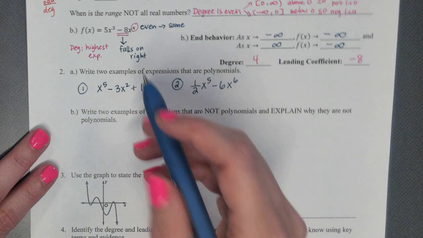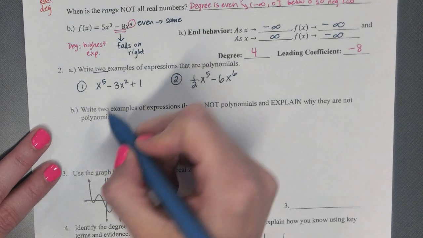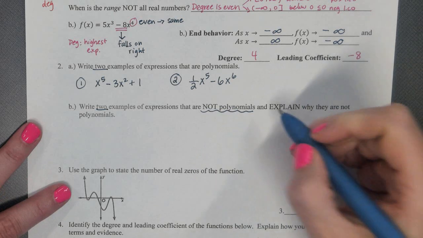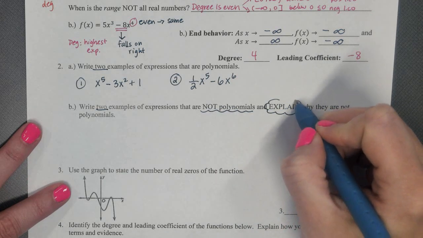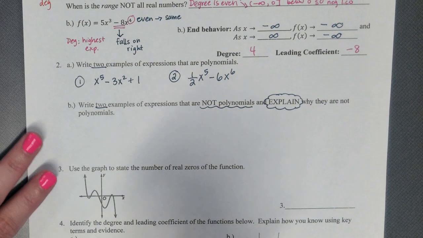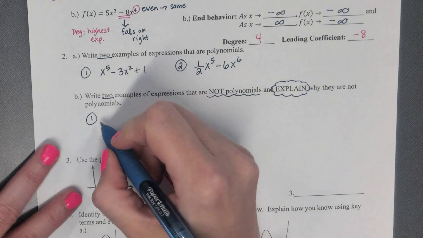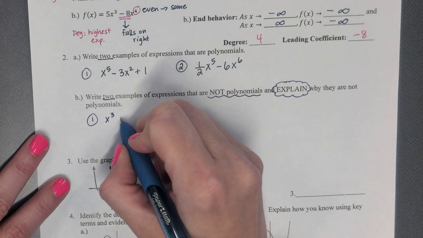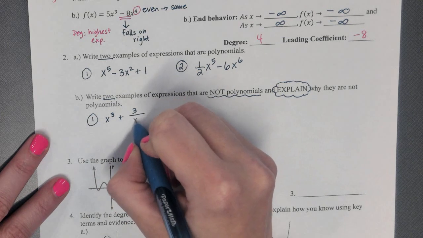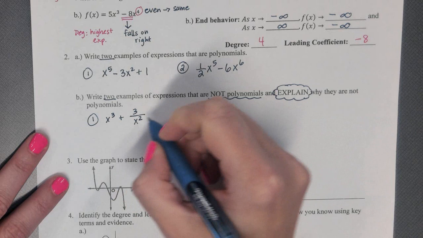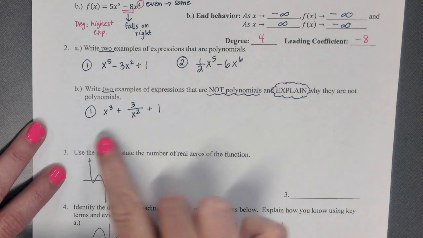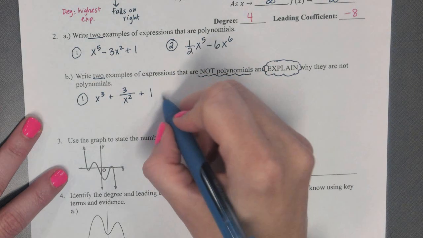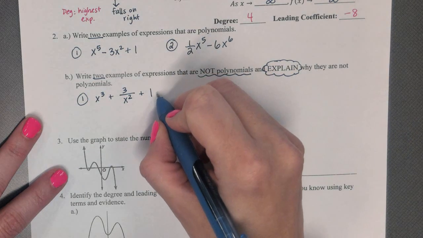Okay, now it says write, and again, 2. Okay, so write 2 examples of expressions that are not polynomials and explain why they are not. Okay, so some of you guys did a good job of giving 2 different examples. If you didn't give one where you have a variable in the denominator, I do recommend writing mine down. Okay, and then there are 2 explanations that you could have for this.